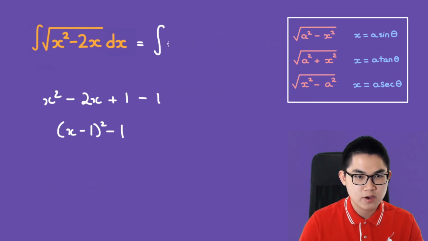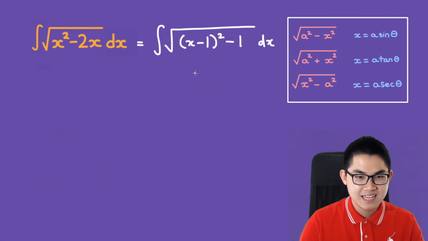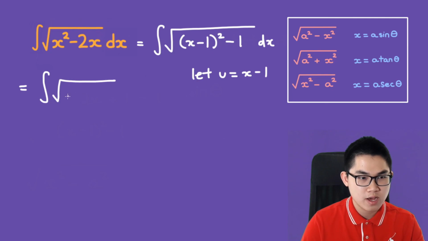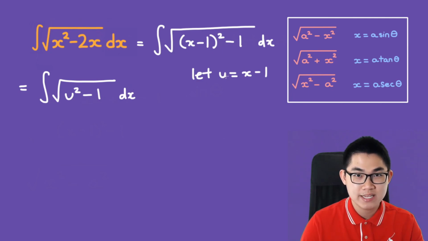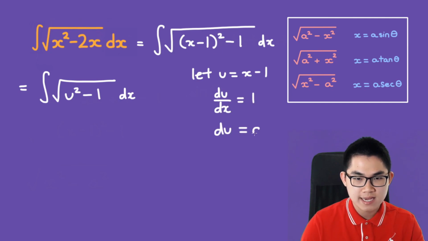We have the integral of the square root of x minus 1 to the power of 2 minus 1 dx. Then let u equal x minus 1. We have the integral of the square root of u squared minus 1 dx. And we have to convert the dx into du by doing the derivative. So du over dx is equal to 1. So du is equal to dx.